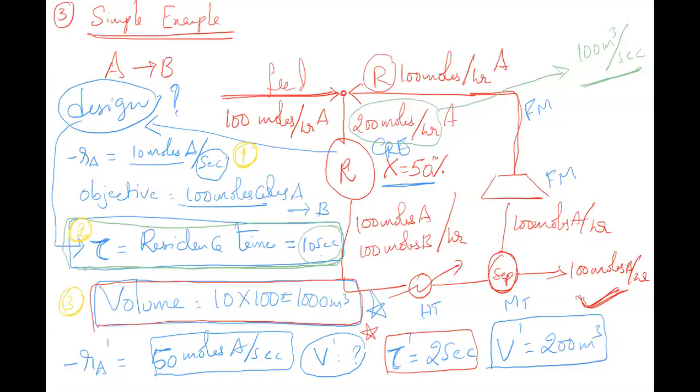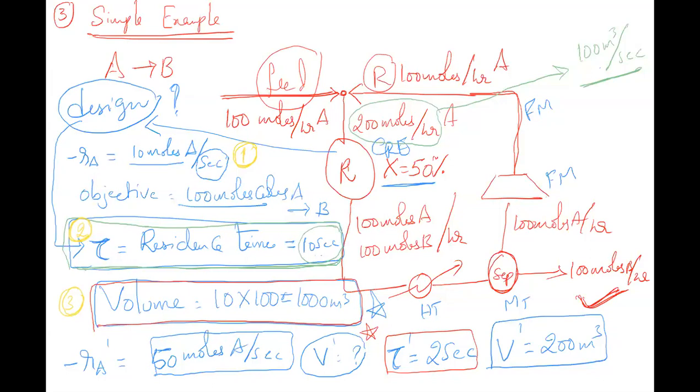I'm trying to take it one more time. So I have a feed of 100 moles per hour, and then another 100 moles per hour is recycled, so combined it is 200 moles going into the reactor, and my conversion is 50%. What is meant by 50% conversion? Out of 200 moles, I need to convert 100 moles.